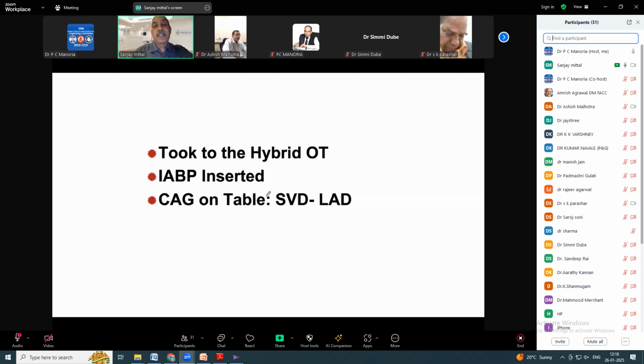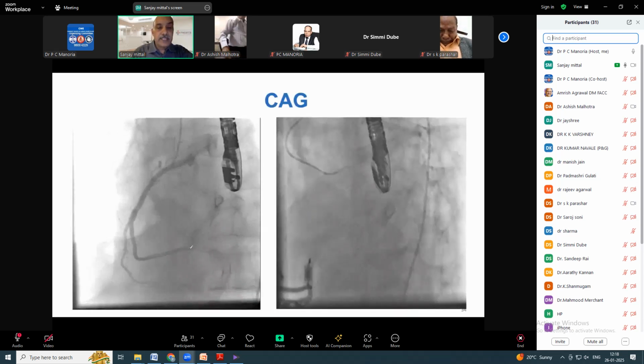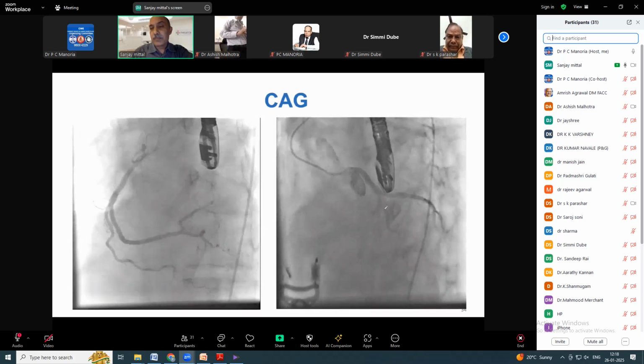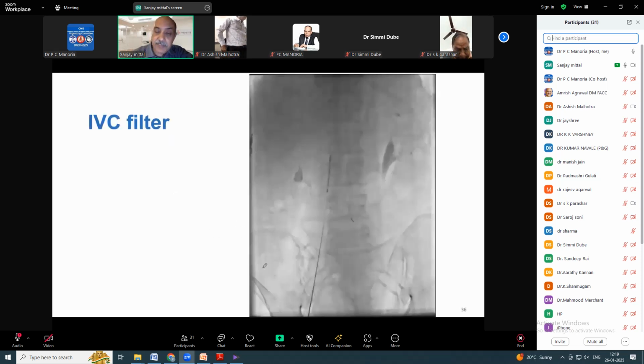This patient was taken directly to the operating room, the hybrid operating room. Intra-aortic balloon pump was inserted, and CAG was done on the operating table itself. We can see the right coronary was okay, but the left anterior descending was completely occluded. So this patient had a bypass SVG to LAD, RA clot removal, VSD patch closure, pulmonary thromboembolectomy, and an IVC filter. And this patient has completed 7 years of follow-up and is still doing very well.